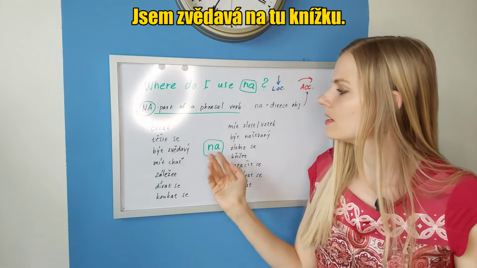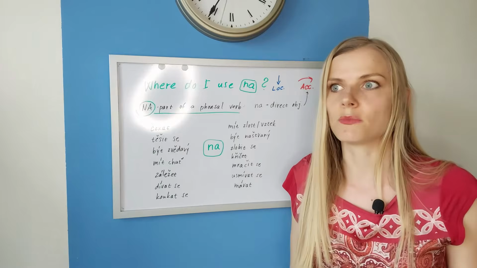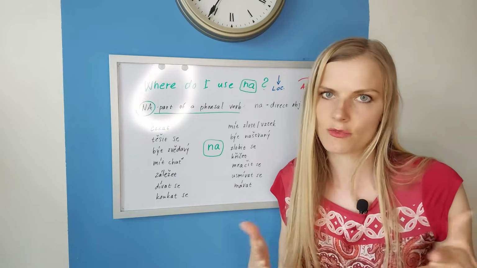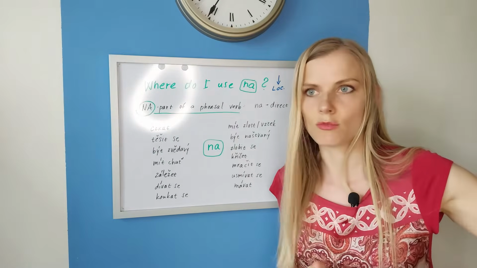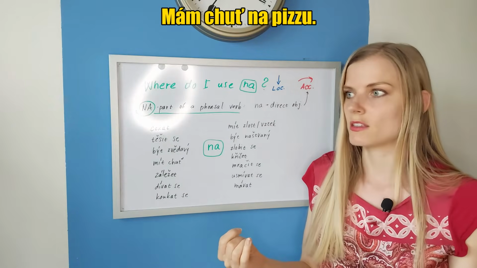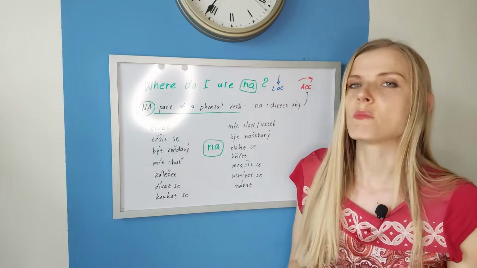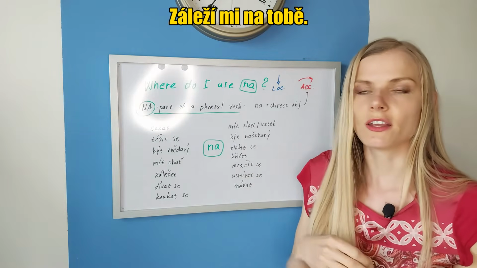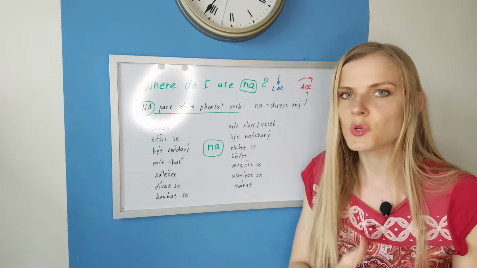Mít chuť na něco. To crave something. To literally have taste for something. Mám chuť na pizzu. Záležet, to depend on, or to matter. You can say, záleží mi na tobě. You matter to me. Or to záleží na počasí. That depends on the weather.